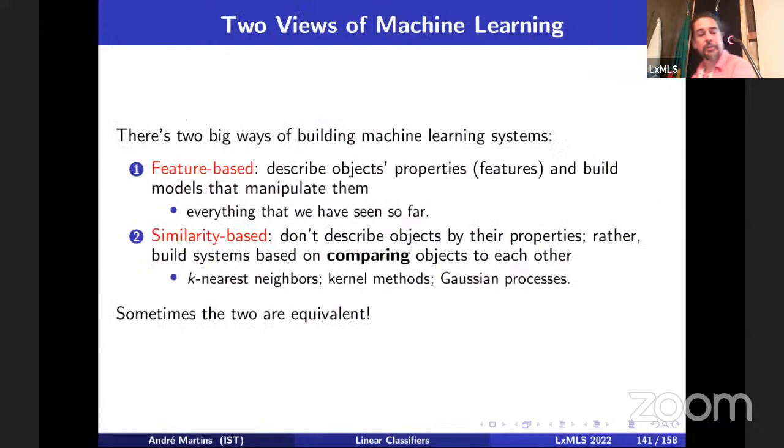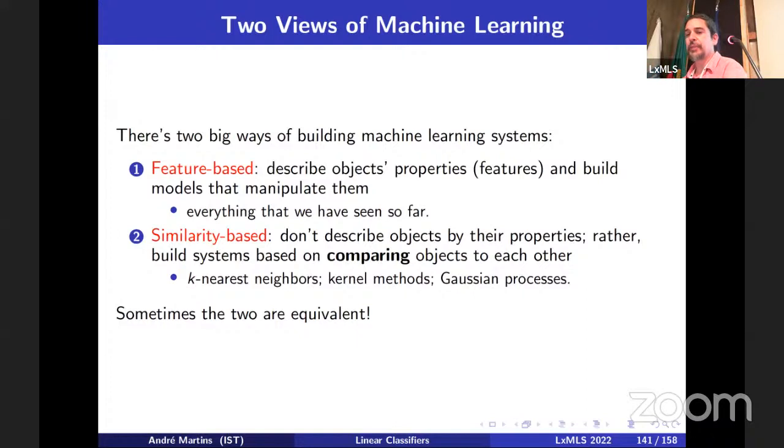Okay, but I want to finish by building a little bit on these two different perspectives of building machine learning systems. The one that we focused on today was essentially feature-based models, where the goal is to design features that describe properties of objects or inputs. For example, what are the words that are occurring in a document? What is something that occurs in an image, and so on. And then you build models that manipulate these objects' properties.